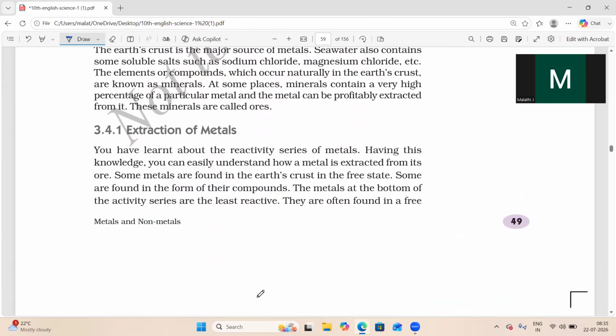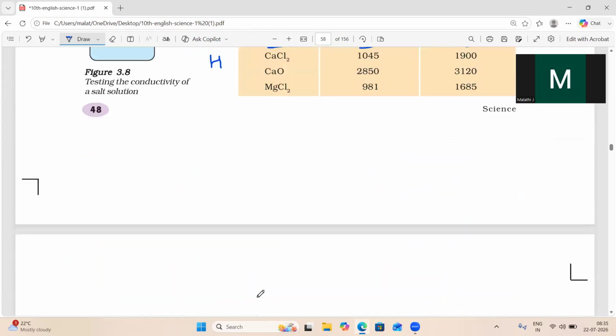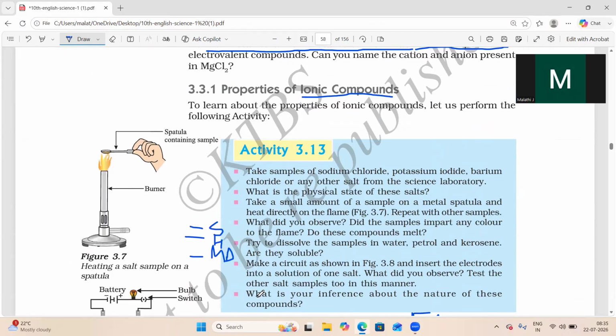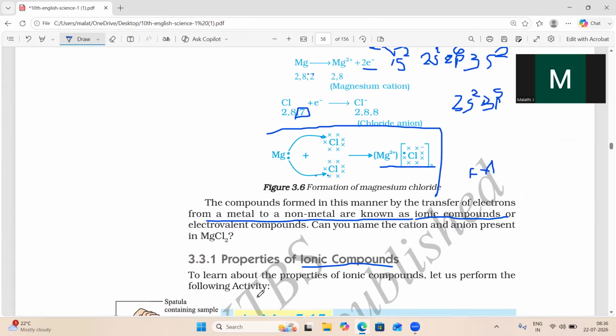Now we have completed the chemical reactions of metals: how they react with acids, with metal oxides, with water, and with non-metals. We studied electronic configuration and then ionic compounds. Till now we discussed metals and non-metals. In the next class we will discuss the non-metals completely and then how these metals occur in nature.